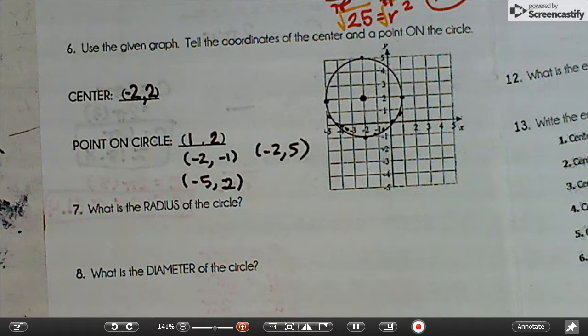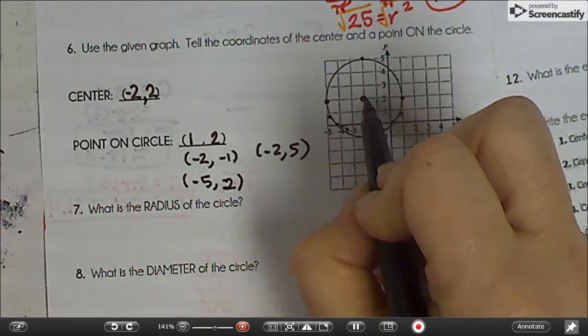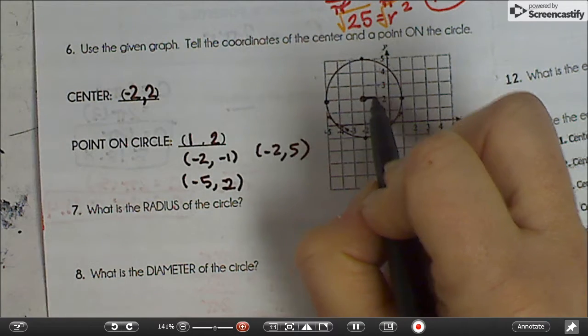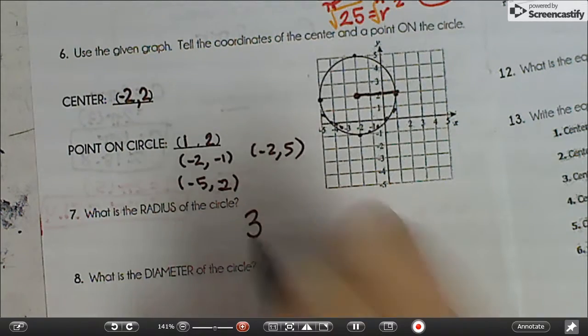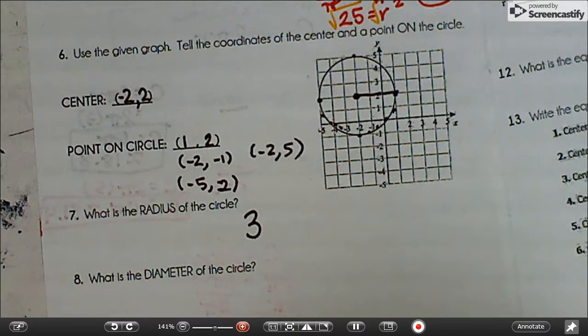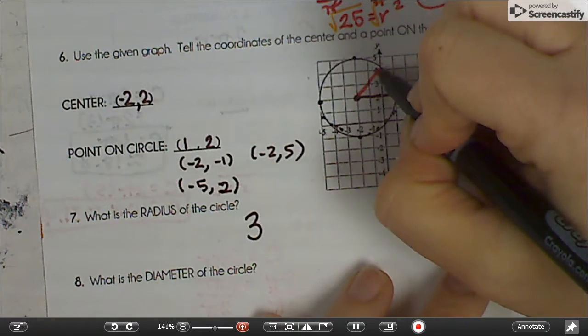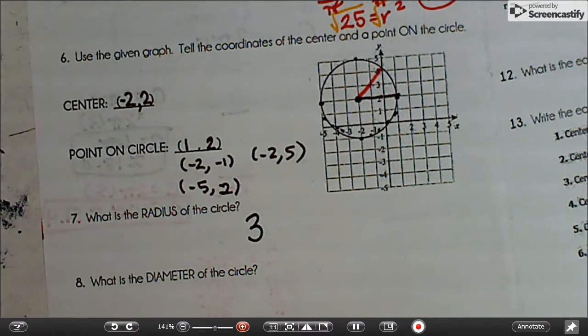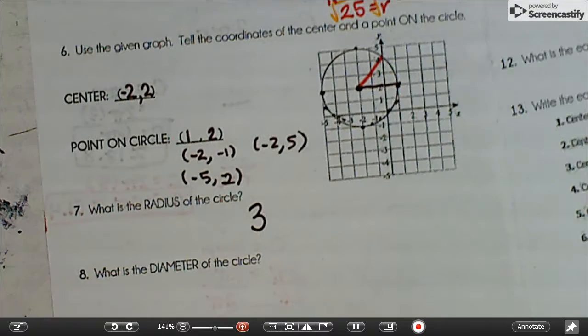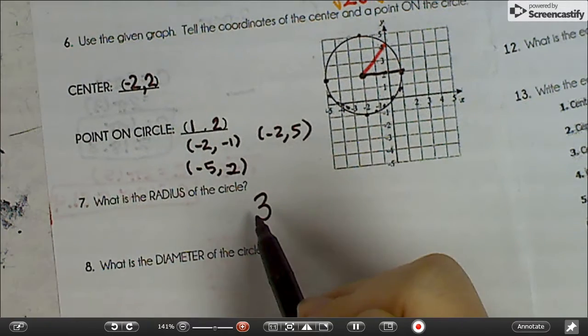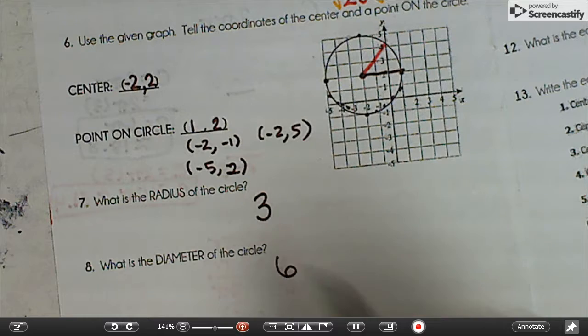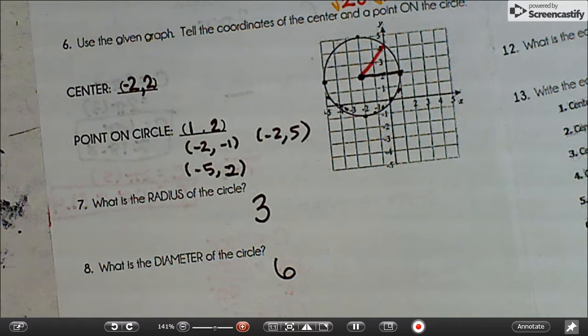The radius of the circle, we could do all sorts of distance formula stuff, but the easiest way is to just count. 1, 2, 3. You cannot just count going diagonally, though. Don't do this, because that's not going to be an exact number unless you use a formula. And if the radius is 3, then the diameter has to be 6. The diameter is double the radius. All right, I'm going to stop this one and start a new one so we have more time to do the equation of a circle all on one video.